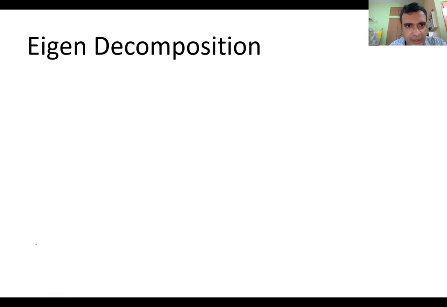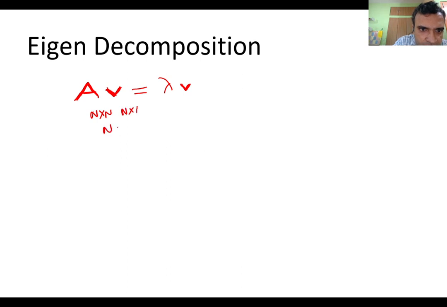Another important concept in matrices is its eigen decomposition. So let's say we have a matrix A and a vector V. If we multiply this matrix A with the vector V, and we get lambda times V back, let's say A is n cross n and V is n cross 1. So when you multiply the two together, you will get something which is n cross 1, and this is already n cross 1, so the dimensions check out, and lambda is a scalar.